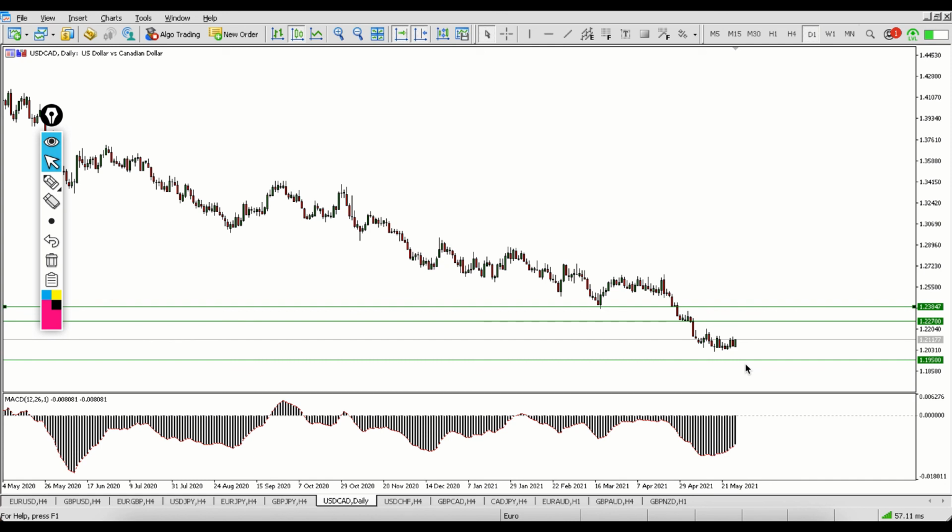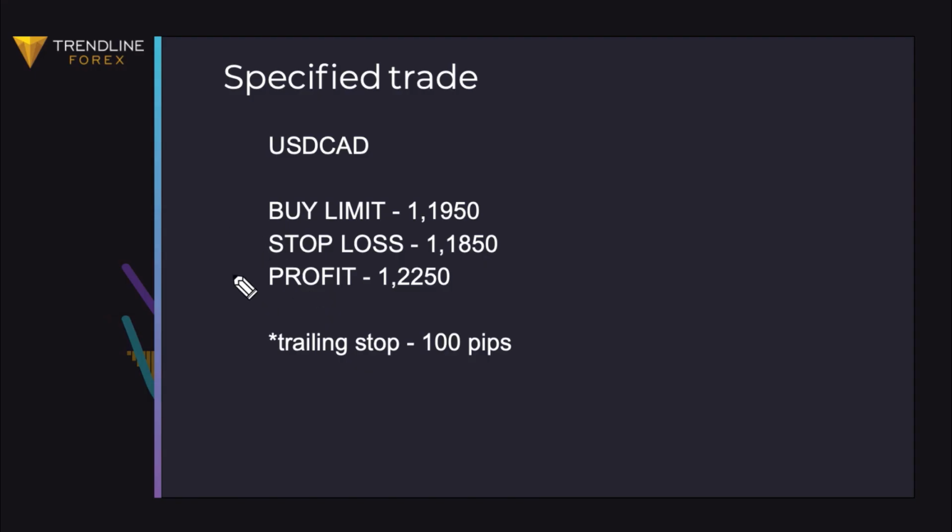And now let's have a look at the exact entry and exit levels. Basically, we are going to be doing this with a pending order. We're going to place a buy limit at the 1.1950 level, stop loss like we said below the wicks on weekly chart at the 1.1850 level, and our take profit is going to be at 1.2250.